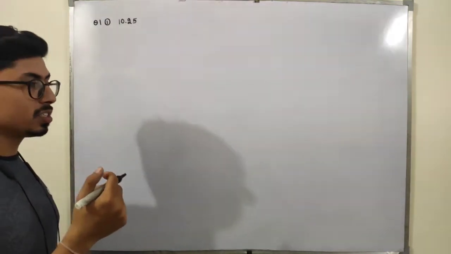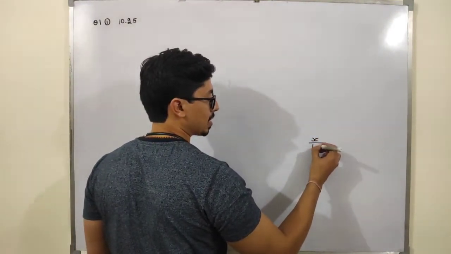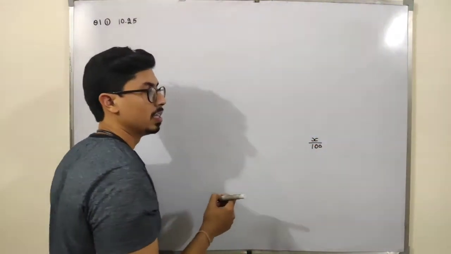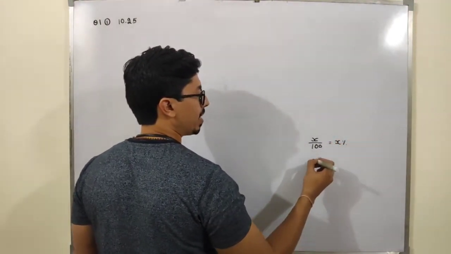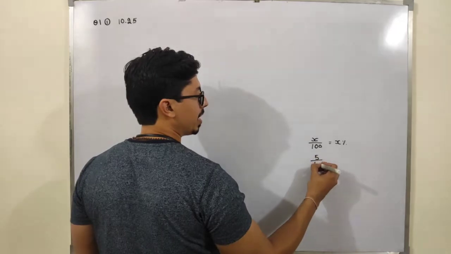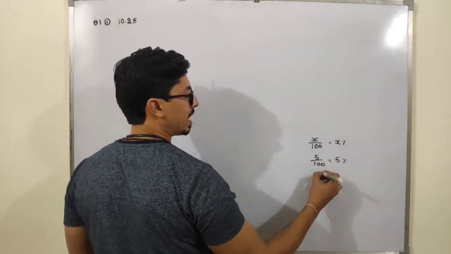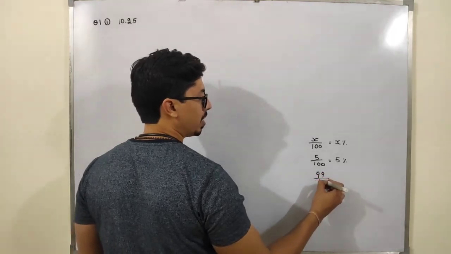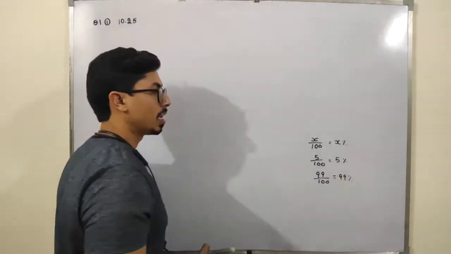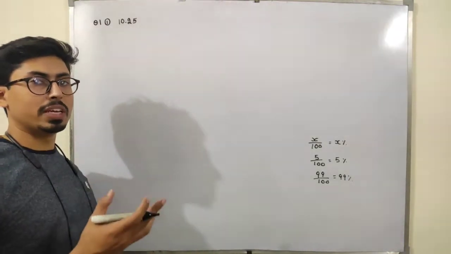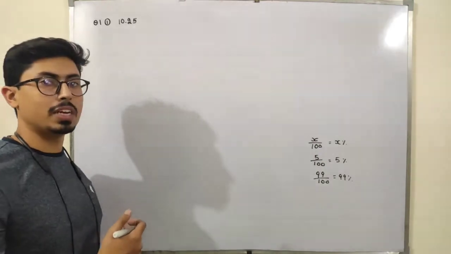See, what is a percentage, students? Percentage is the number upon 100. Sorry, number upon 100. This is equal to x percent. Like students, if I write 5 upon 10, this means 5%. If I write 99 upon 100, this means 99%. So percentage means comparing with 100, out of 100.